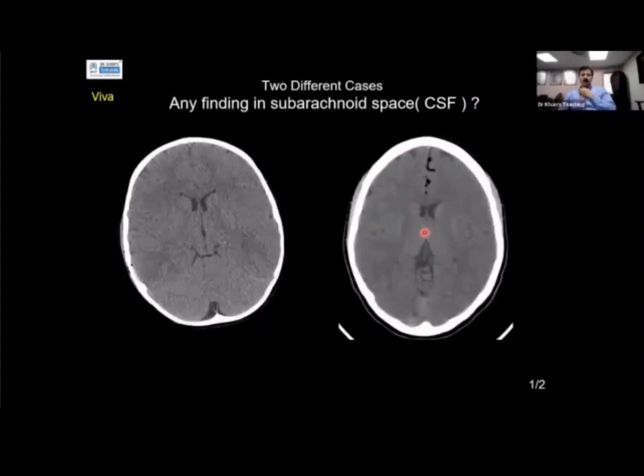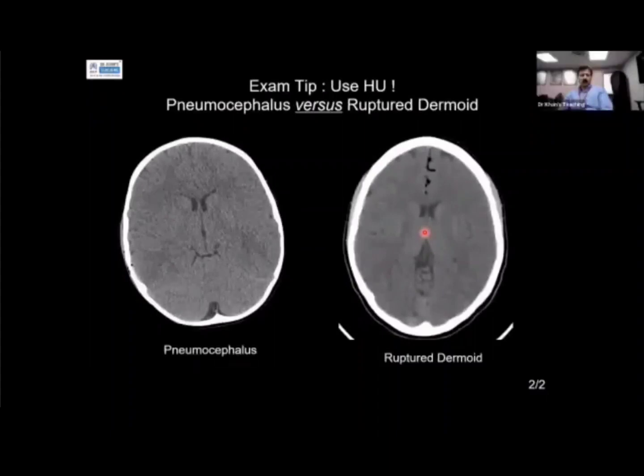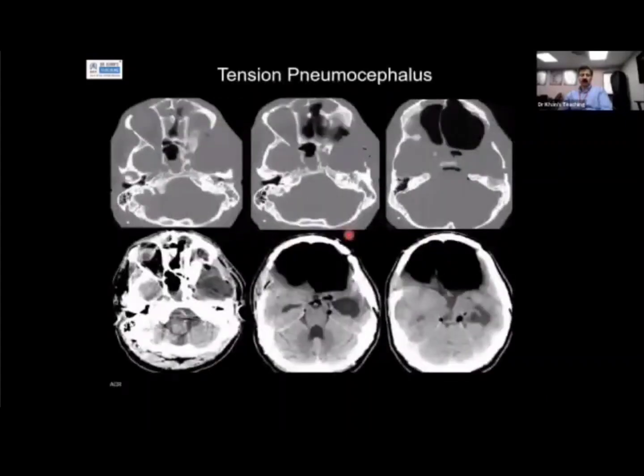How will you check? I would like to check the Hounsfield unit. Yeah, that's fine. So this was a ruptured dermoid, and this was, of course, a pneumocephalus. So even here, it looks black to the human eyes, blacker than this. So must ask for Hounsfield in your examination.